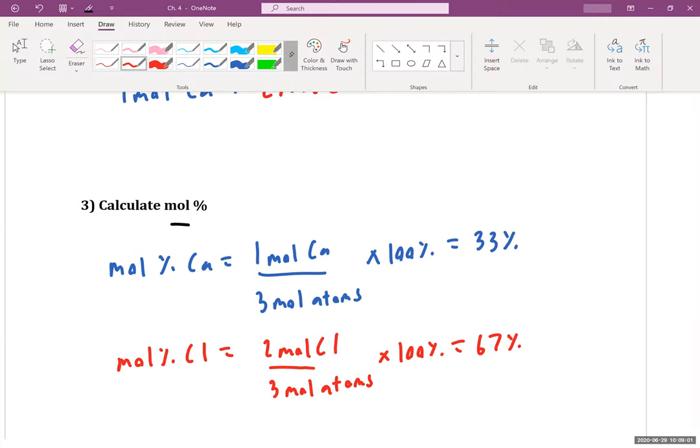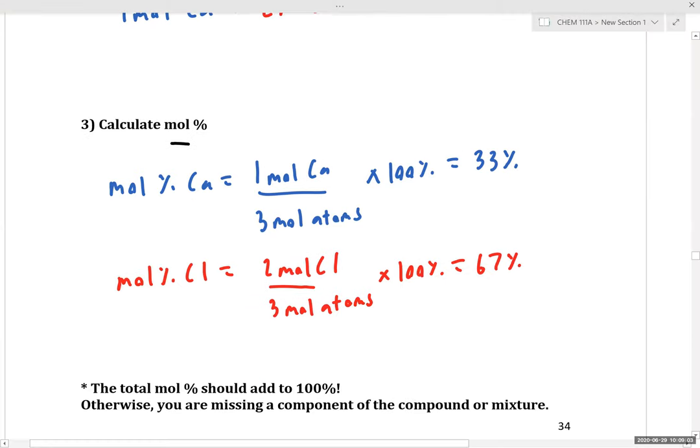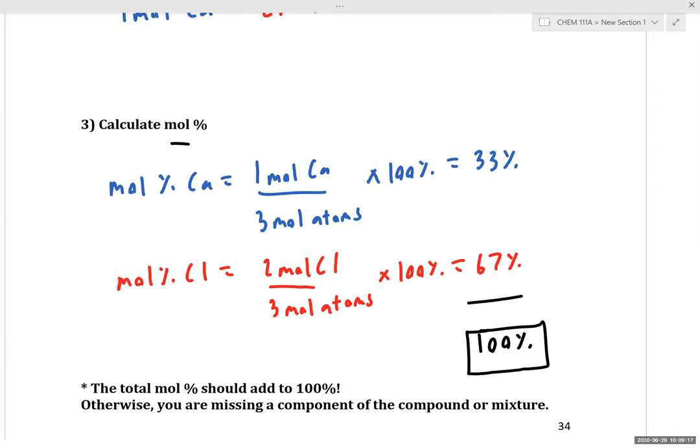Now, one thing that I do want you to pay attention to is that if you add up both these mole percentages, you should get 100%. If not, you're likely missing a component of your compound or mixture, or there was a calculation error. So this is a great way just to check your work. Any questions so far? If not, let's continue on now.